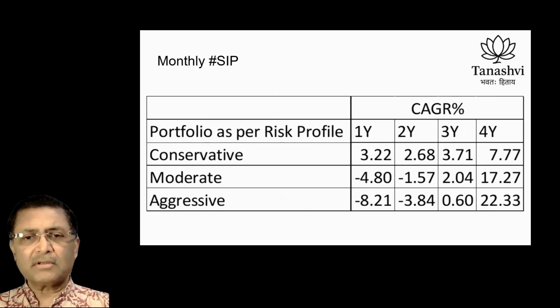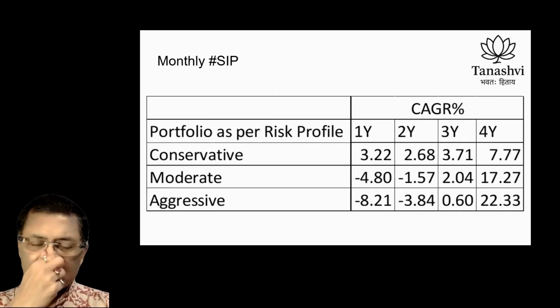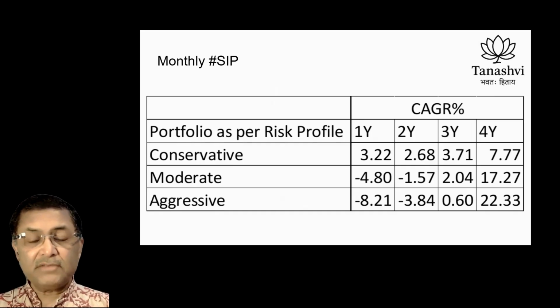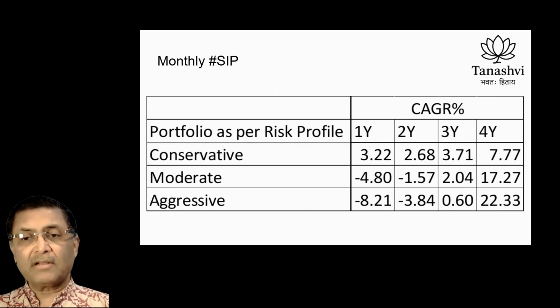So starting from February 2000, within a year, the conservative portfolio was still positive, but both moderate and aggressive portfolios had delivered negative returns. They continued to deliver negative returns even after 2 years on a CAGR basis. And by the end of third year, they had barely managed to stay in positive territory on a 3-year CAGR basis. But look at what happened at the end of 4 years.